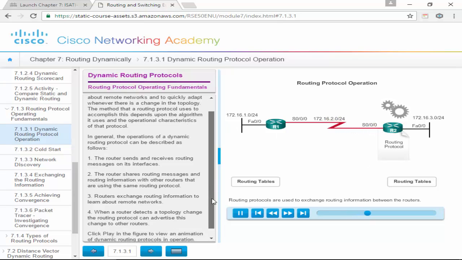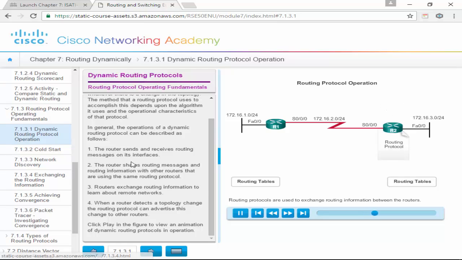This routing protocol runs an algorithm, sends updates. The router sends and receives routing messages on its interfaces. The router shares the routing information with other routers that are using the same protocol. Routers exchange routing information to learn about remote networks. When a router detects a topology change, the routing protocol can advertise this change to other routers. So this is actually going into more advanced routes than RIP. RIP just kind of repeats routes out.